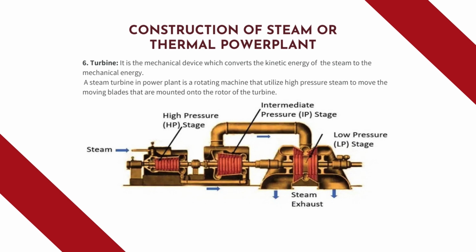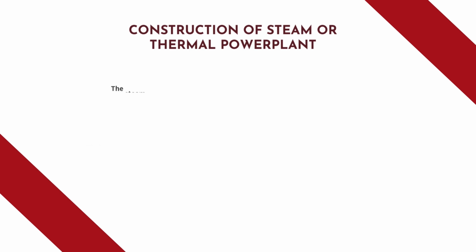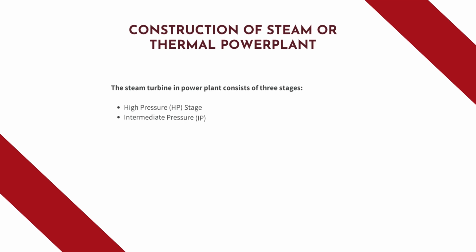So, in between point number 1 to 2, the work is done. After expansion of steam, the work is done here. The steam turbine in a power plant consists of 3 stages: number 1, the high pressure stage, HP stage; the intermediate stage, called the IP stage; and the low pressure stage, called the LP stage. So, these are the stages of the turbine. The turbine is connected with a generator, and the generator is continuously producing electricity for our purpose.